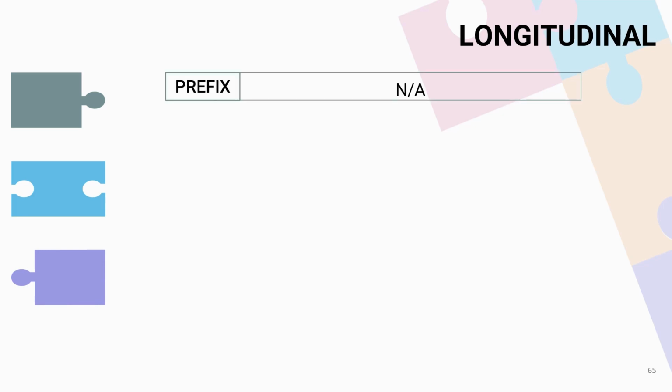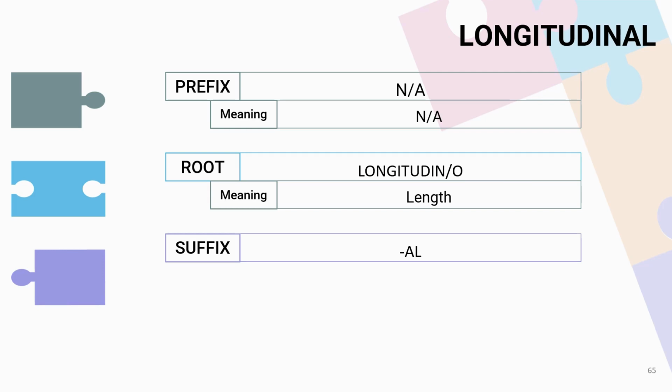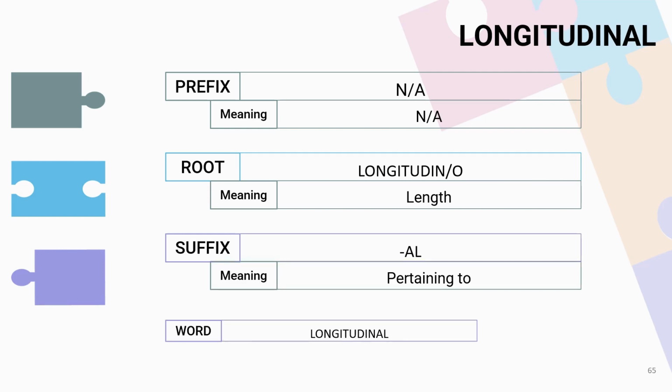Okay, so again, there is no prefix in this term. There is a new root term, longitudino, and this means to be along the length, so long direction. AL is your suffix, which means pertaining to. So longitudinal means pertaining to the length, or the long direction of a bone generally.